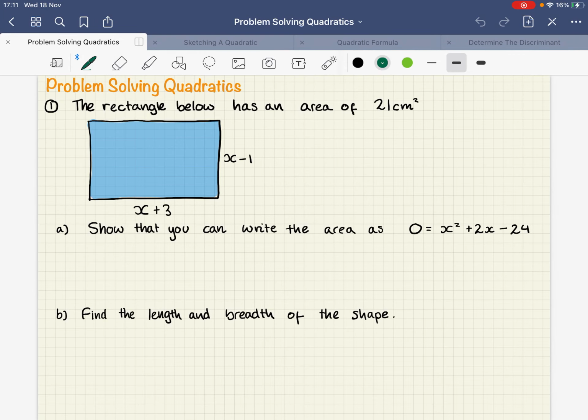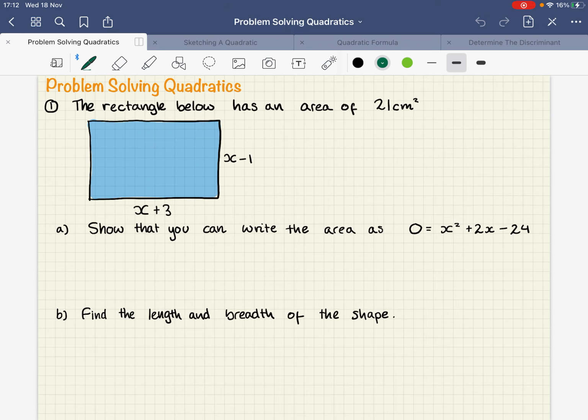Alright, so in this video, we're going to do some problem solving quadratic questions. So let's just jump straight into it. The first one we're told is the rectangle below has an area of 21 centimeters squared. One of its sides is x minus 1 and the other one is x plus 3. Then you're being asked, show that you can write the area as 0 equals x squared plus 2x minus 24.